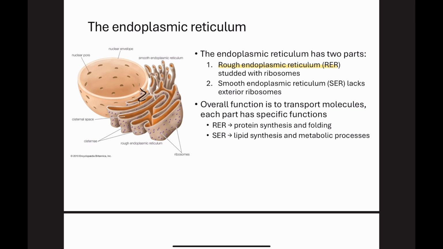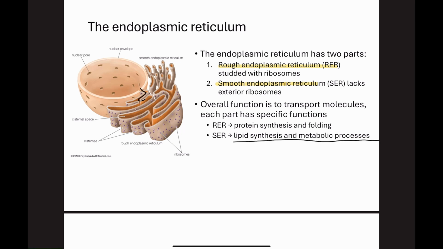It's going to produce proteins that are going to be secreted and then incorporated into membranes or sent to other organelles. It also functions in the folding and modification of proteins. It's going to ensure that newly made proteins are appropriately folded and modified. And then we have our smooth endoplasmic reticulum. And the smooth endoplasmic reticulum, it's smooth because it doesn't have any ribosomes on its surface. And its function is lipid synthesis and metabolic processes.